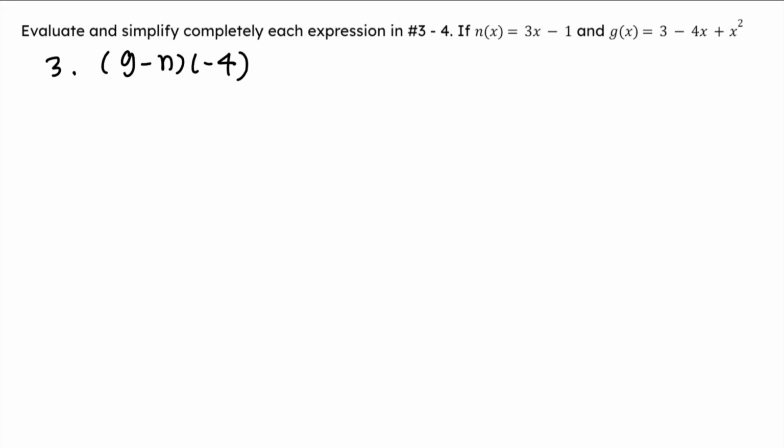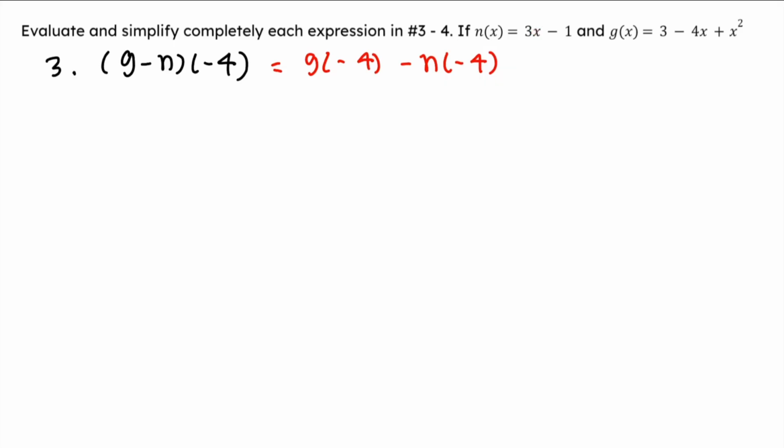Okay, now this notation could be a little scary to start off with. However, if your brain isn't really processing what this is saying, imagine this is equivalent to g of negative 4 minus n of negative 4. And all this is saying is instead of having g of x right here, we're going to plug in negative 4 for x, right? Negative 4 is our new input. So we're going to plug negative 4 in for every x that we see. And then we're going to subtract that from n of negative 4. You're going to plug in negative 4 for every x in n of x.